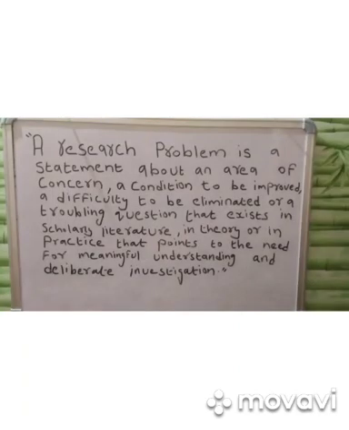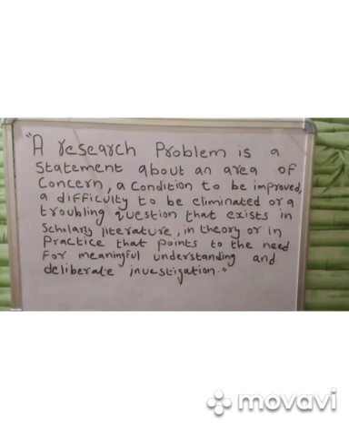A research problem is a statement about an area of concern, a condition to be improved, a difficulty to be eliminated, or a troubling question that exists in scholarly literature, in theory, or in practice that points to be needed for meaningful understanding and deliberate investigation. So, a research problem is a statement that we make from a problem that needs meaningful understanding and deliberate investigation.